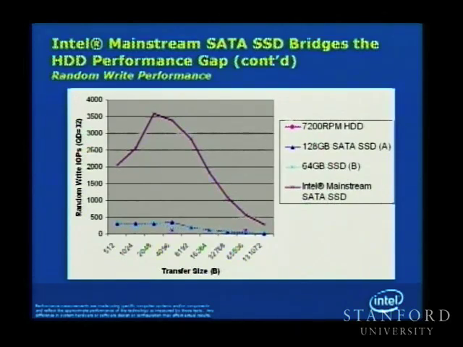Why this curve bends back down and peaks at 4K is because the page size is 4K, and if you're writing a 512 sector, you're writing a fraction of the page size. So that's why the IOPS go down over there. But again, what you're seeing is a great deal of capability in these small random writes.